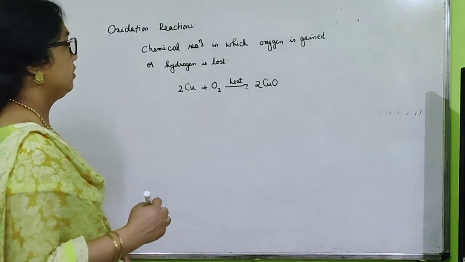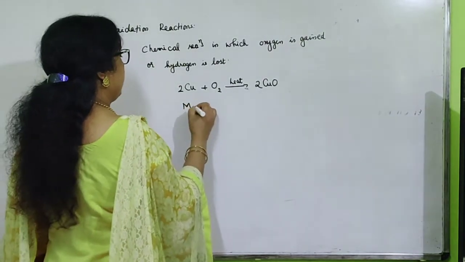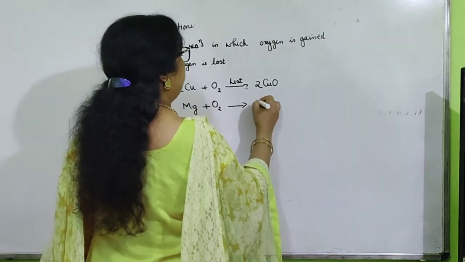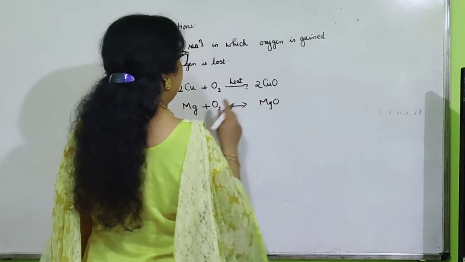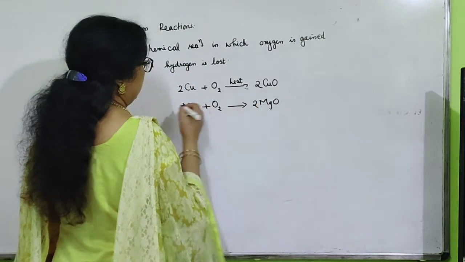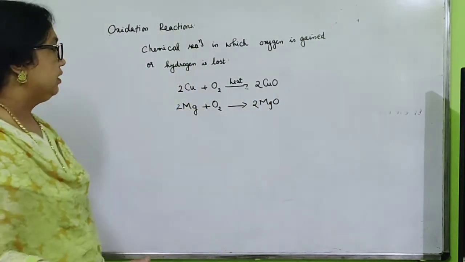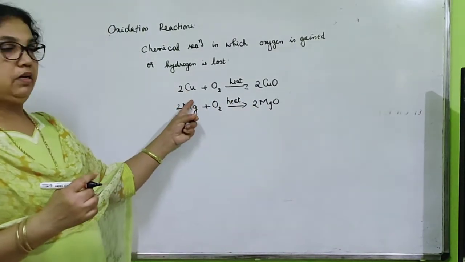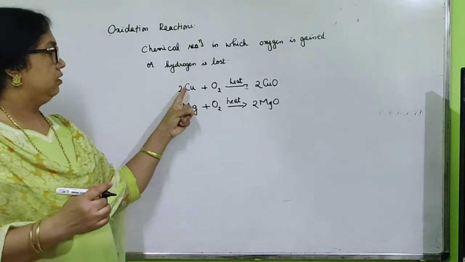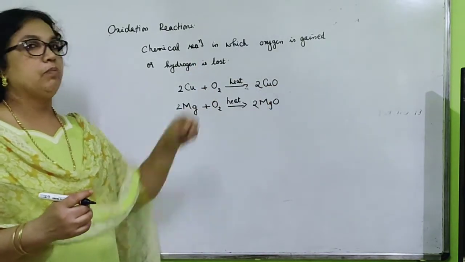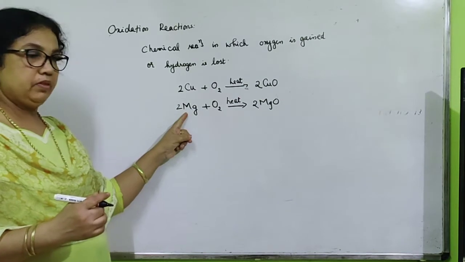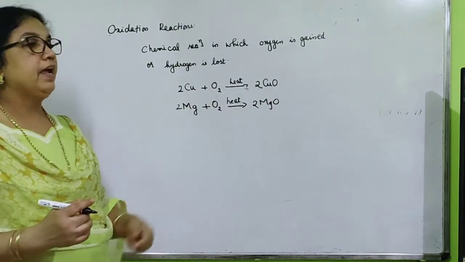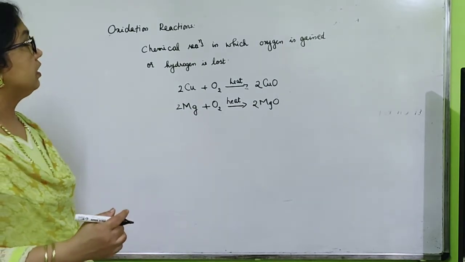In combination reactions we learned magnesium. Second example, magnesium reacts with oxygen to produce MgO. Here one oxygen, here two, so 2 MgO, 2 Mg. So this is balanced. These are oxidation reactions. Here look, copper gained oxygen, so it gets oxidized to form copper oxide. Magnesium gained oxygen and became magnesium oxide. So these are examples of oxidation reactions.